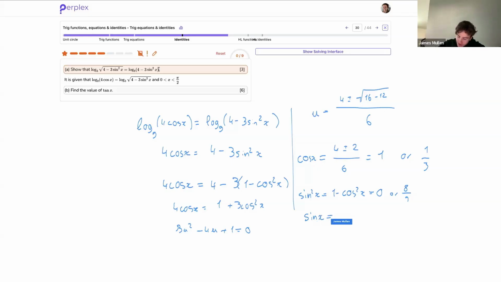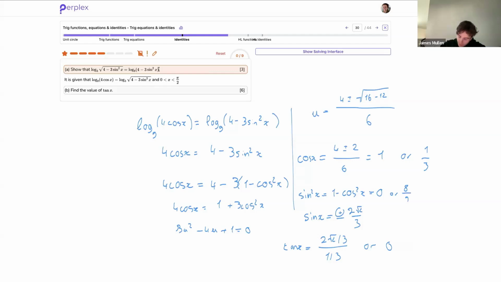Next step is just take the square root of both sides and say sin x is plus or minus, and the square root of 8 over 9 can be written as 2 root 2 over 3. Okay? And is it plus or is it minus? That's the question. Well, we're told that we're in the solution domain 0 less than x less than pi over 2, which means that sine is positive. So I have the plus case. And therefore tan of x is equal to 2 root 2 over 3 over 1 over 3 or 0.